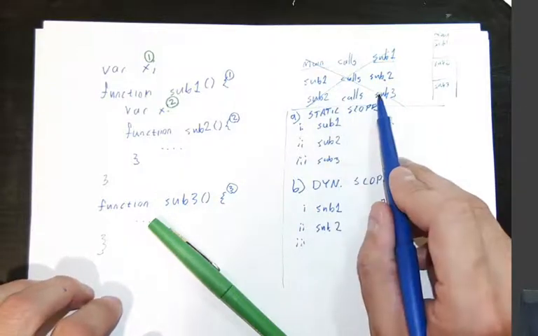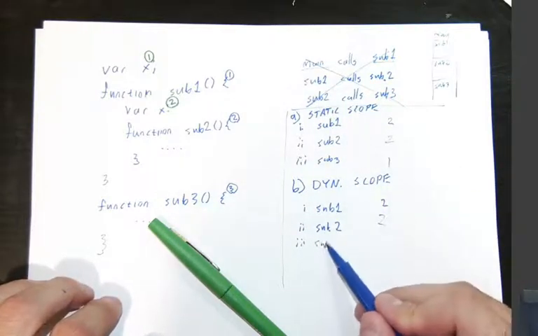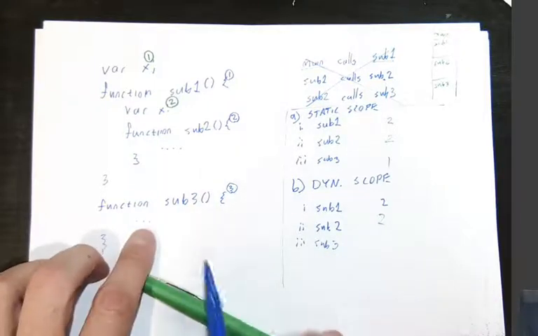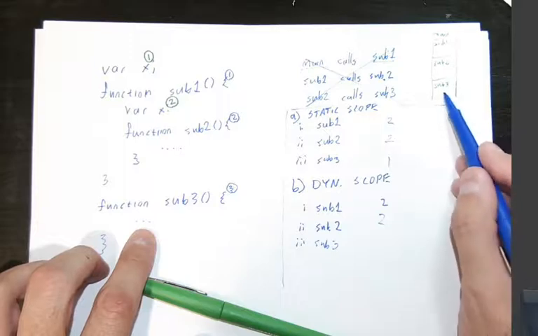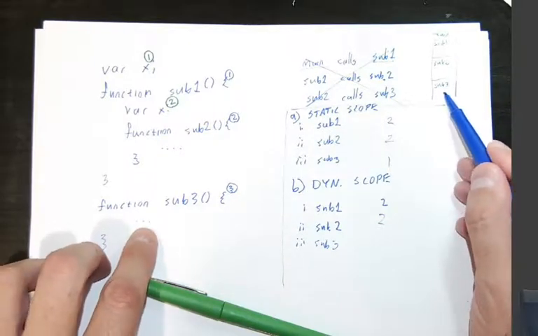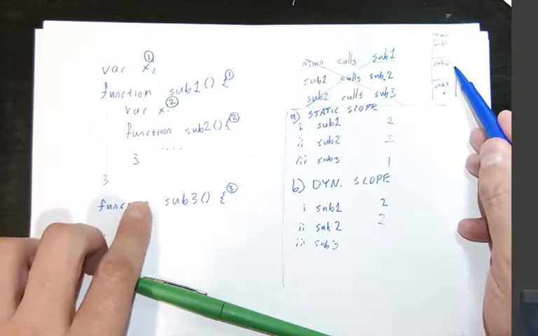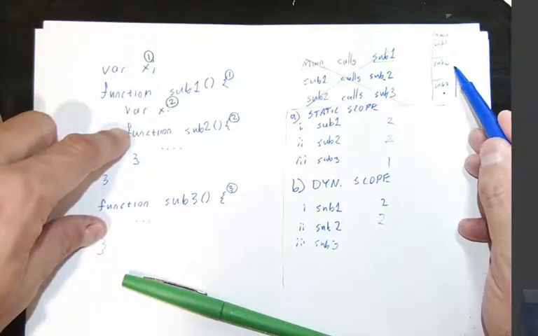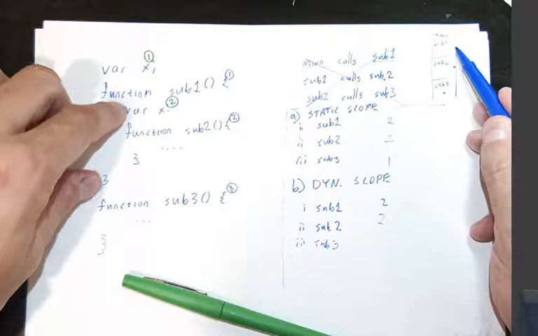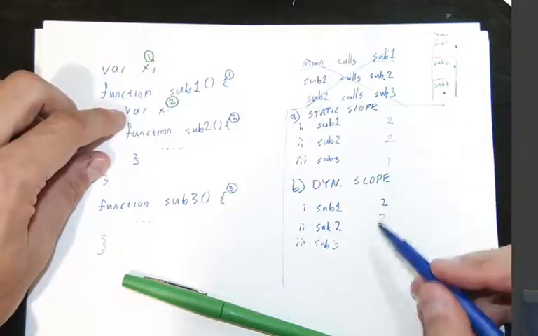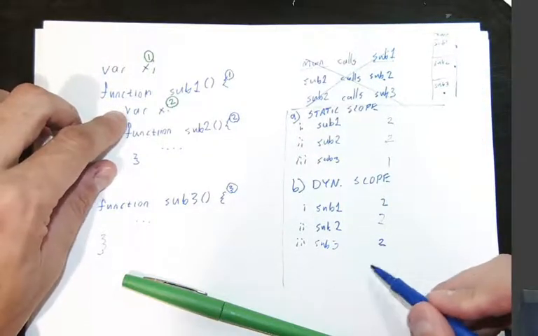Sub2 calls sub3. So when we're in sub3, I'm looking for x, and I don't find it locally. In dynamic scoping, I look at the next block up the call stack, which is sub2, and I can't find it there either. So I continue up the call stack, and there I find it in sub1, and so again, that's declaration number 2.